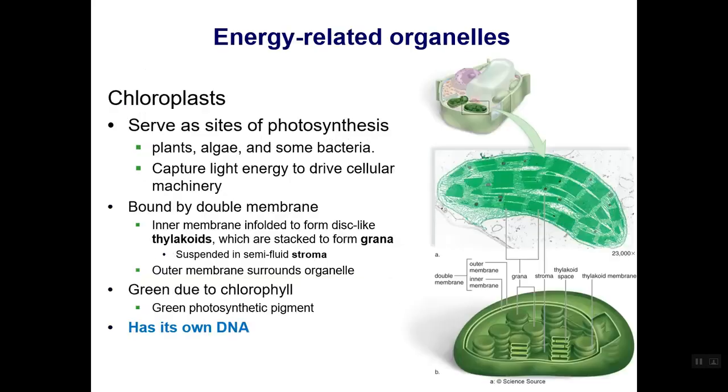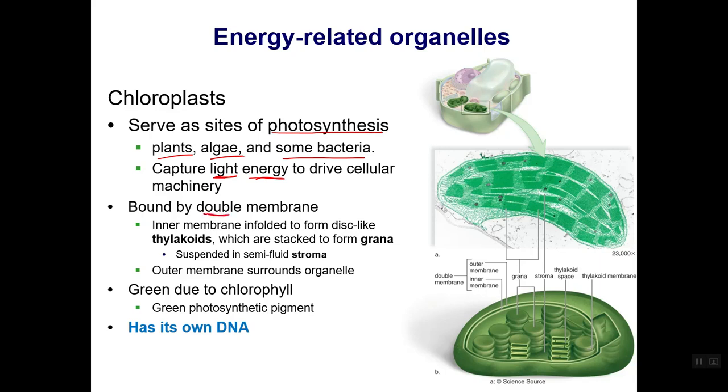Okay, so moving to organelles, the first one is the chloroplast. The chloroplasts serve as a site of photosynthesis. And as we should recall from the very beginning of the class, photosynthesis is the process of capturing solar energy and converting it to food. So plants, algae, and some bacteria are capable of photosynthesis. Again, they use light energy to drive their metabolism, their cellular machinery.